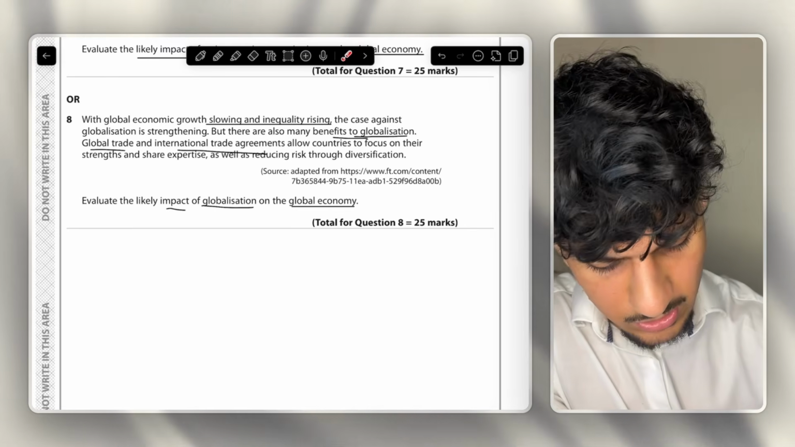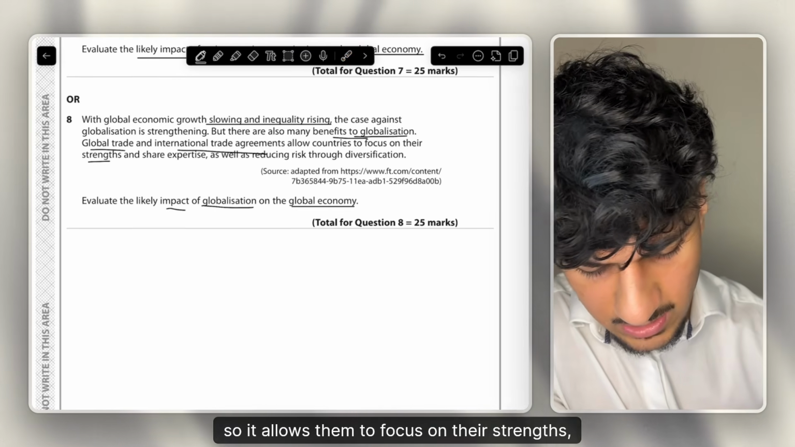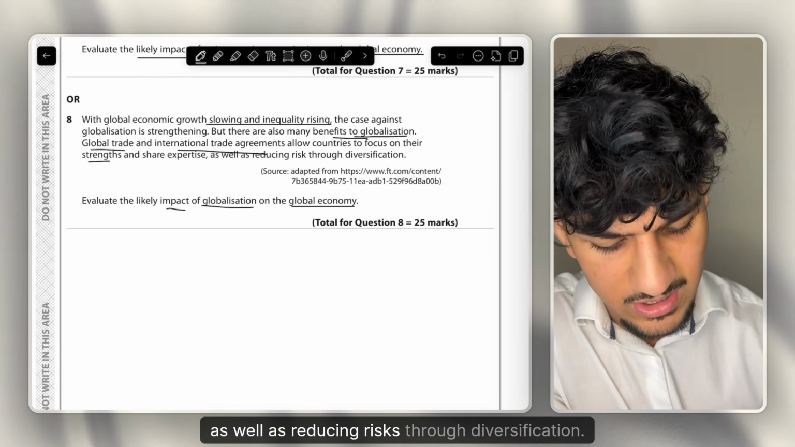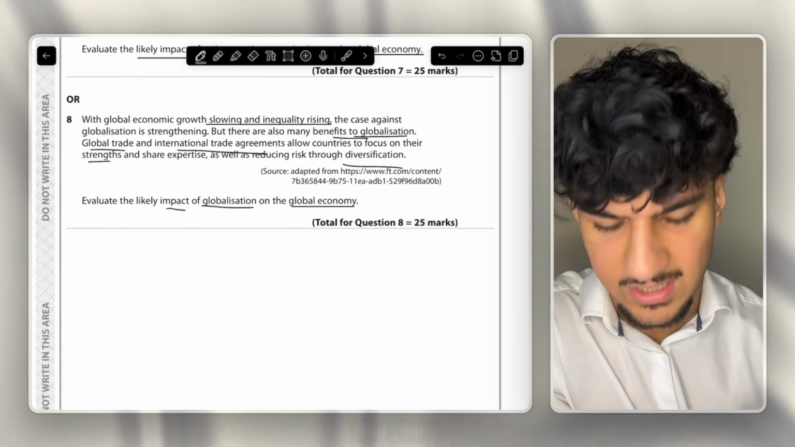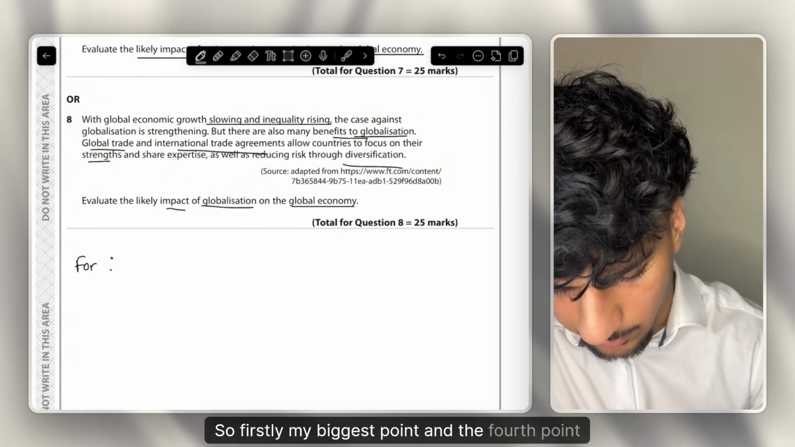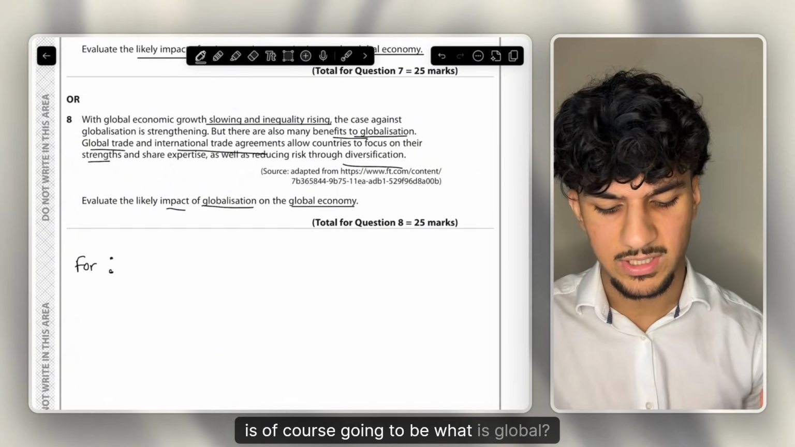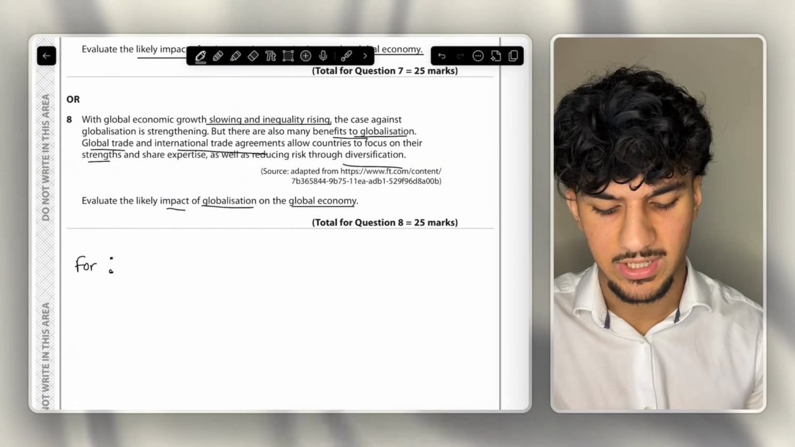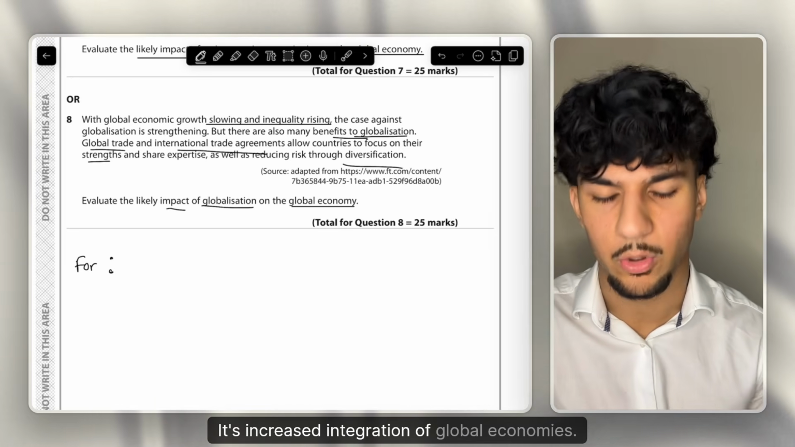But yeah, so it allows them to focus on their strengths, as well as reducing risks through diversification. But yeah, let's start planning a few points for and against. So firstly, my biggest point, and the first point, is of course going to be what actually is globalization. It's increased integration of global economies.